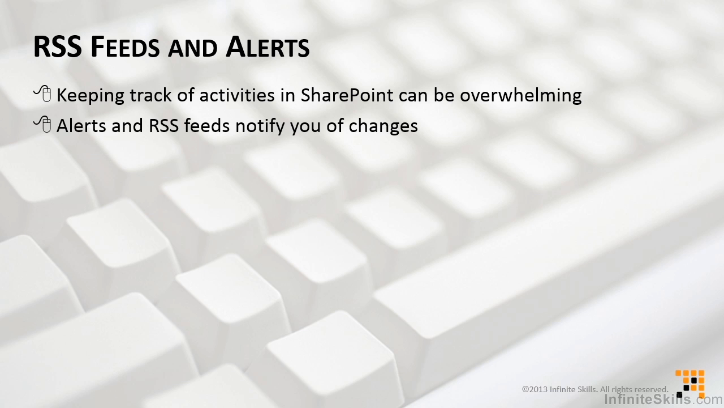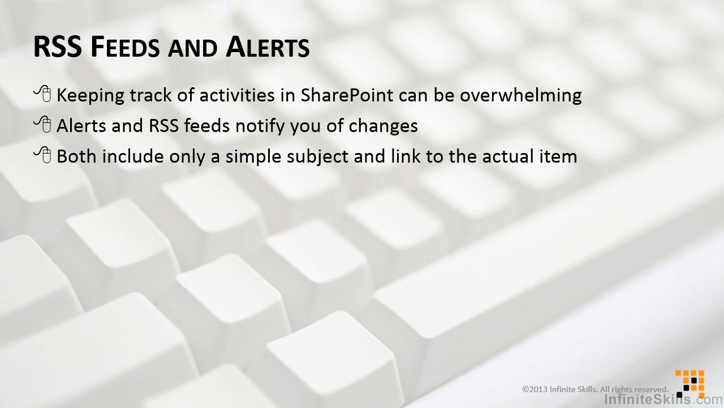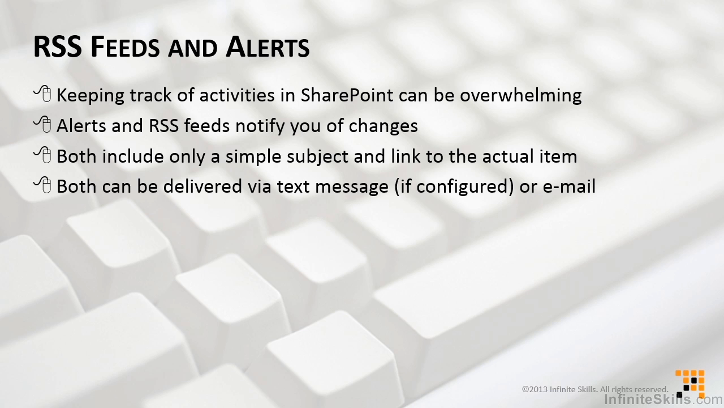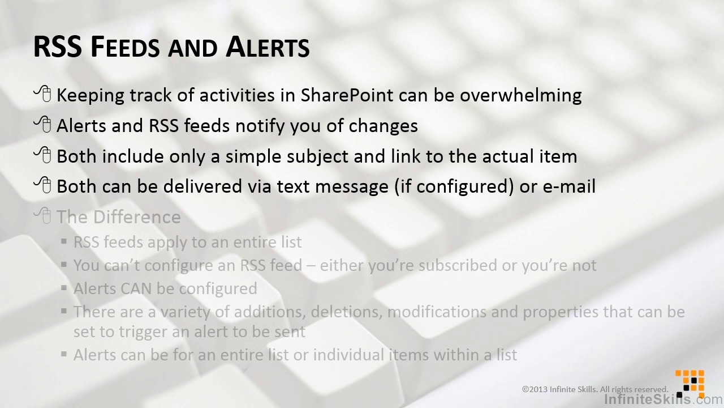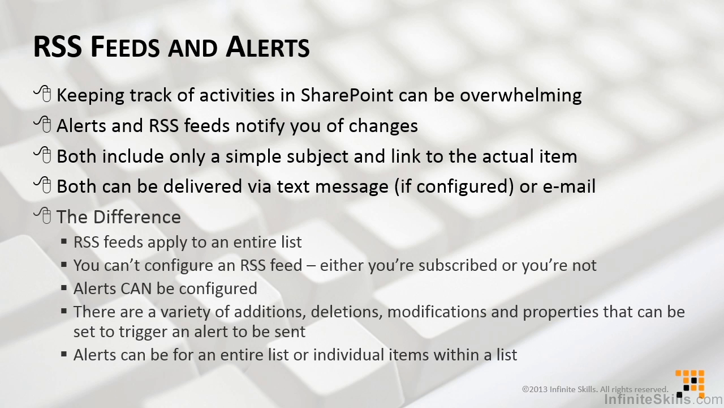These all notify us of changes. They, again, kind of like lists and libraries, are similar yet different. Both of them include only a simple subject and link to the actual item. It doesn't give us the entire detail when it notifies us. Both can be delivered via text messaging, if that's configured for your version of SharePoint, or they can be delivered via email. The differences then are that RSS feeds apply to an entire list. And you can't configure an RSS feed. It's either subscribed or not, basically on or off.